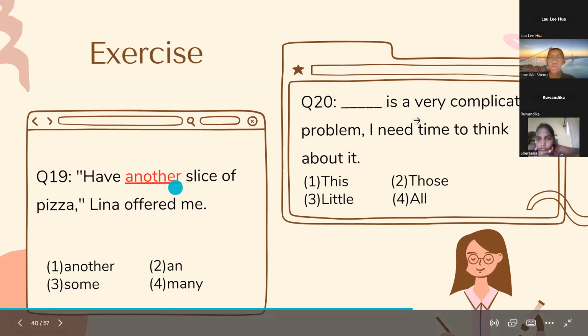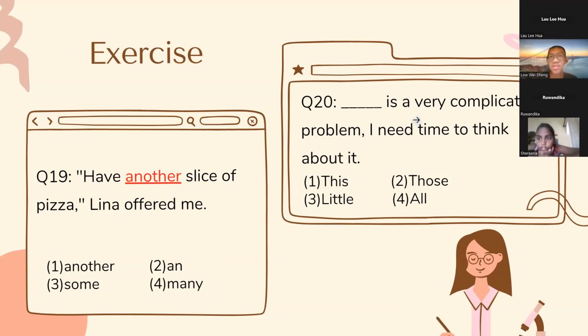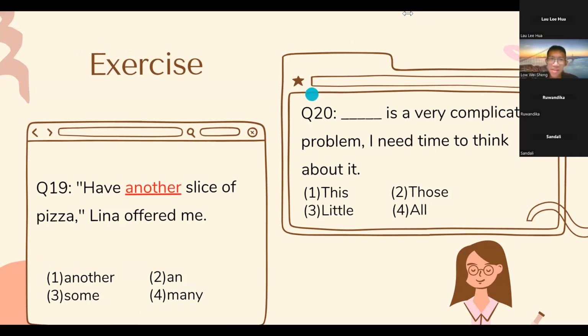Yep. Question 20. What X is a very complicated problem. I need time to think about it. This. Okay. A lot of this here. The answer is this. So basically everyone thinks it's this. Anyone thinks it's any other answer? Okay, just waiting a while for some more responses. Okay, I don't hear any more responses. So everyone thinks it's this.